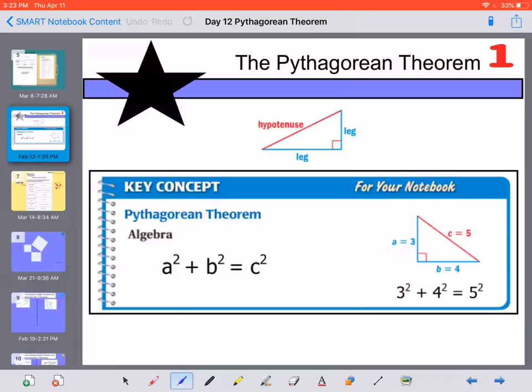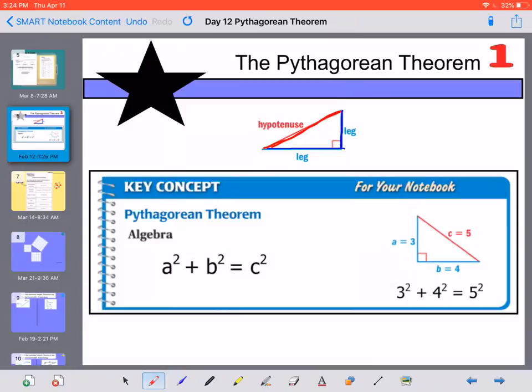We are going to be doing the Pythagorean Theorem today. Now Pythagorean Theorem has to deal with right triangles. So our triangles have to have a right angle in them. Now each triangle is going to have two legs. Those are the sides that form a right angle. Then the hypotenuse is the longest side of a triangle. So it's called a hypotenuse.